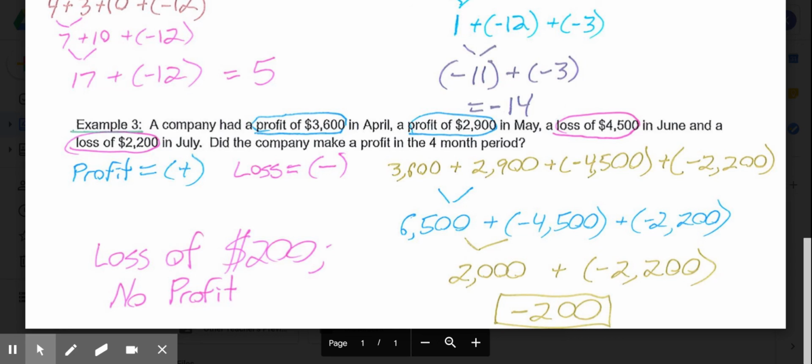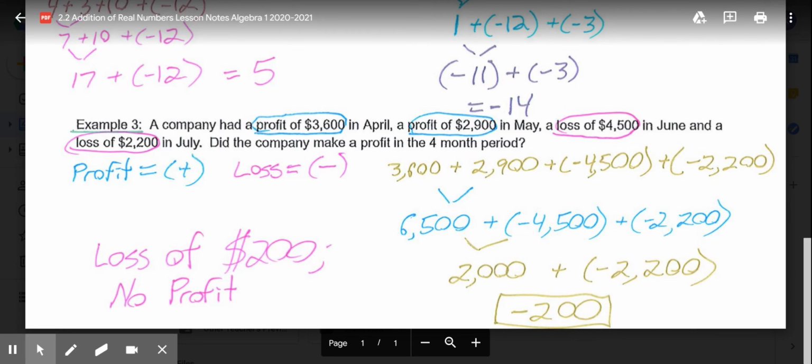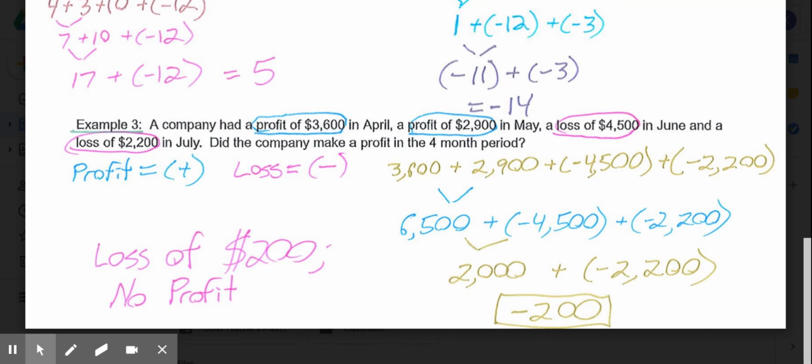So in that case, the company did not have a profit. Over the 4 months, they had a loss of $200.